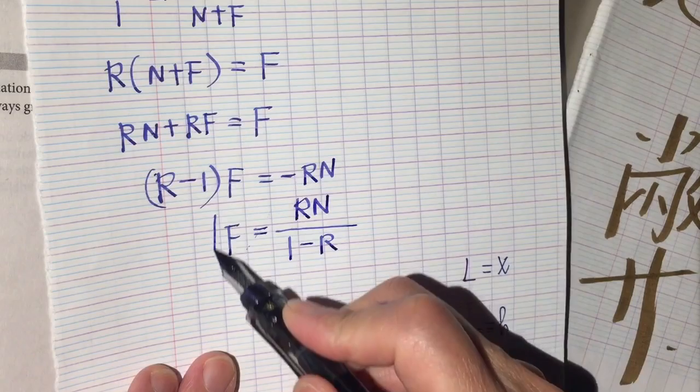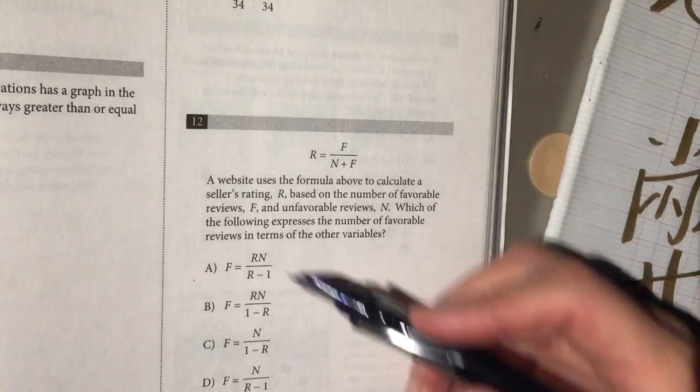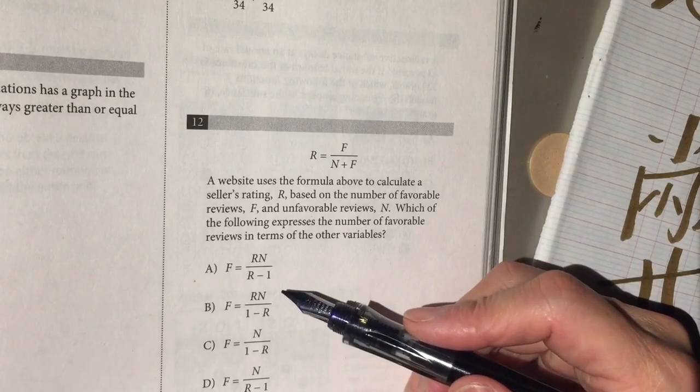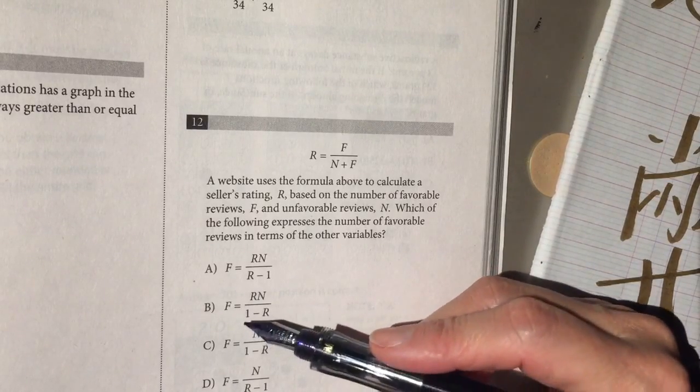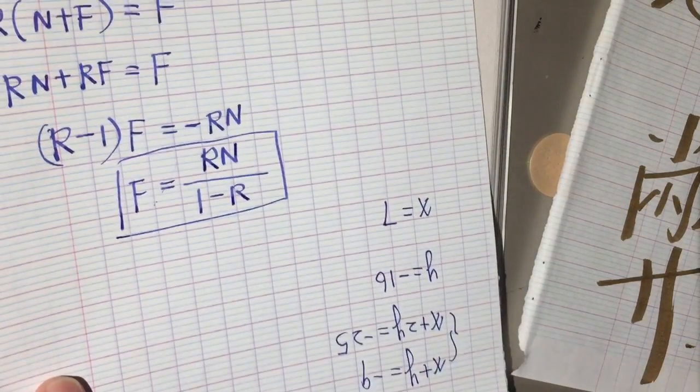Now we take a look at this one. If we can find any of this, 1 minus R, that is B. B is the answer.